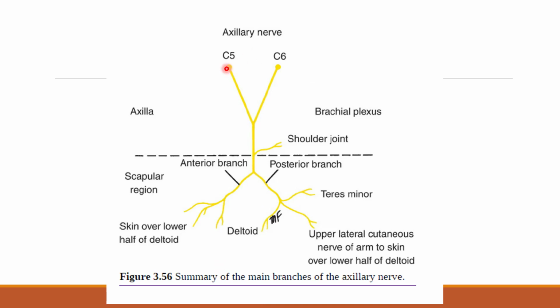Now the axillary nerve, C5 and C6, is present in the axilla. It will cross the shoulder joint, so it will supply the shoulder joint also. It gives two branches, one anterior branch and one posterior branch. The anterior branch supplies the deltoid and the skin over the lower half of the deltoid, and the posterior branch will supply the teres minor muscle and the upper lateral cutaneous nerve of the arm to the skin over the lower half of the deltoid. So the anterior and posterior branches supply the skin over the lower half of the deltoid, and it supplies two muscles, the deltoid and the teres minor.